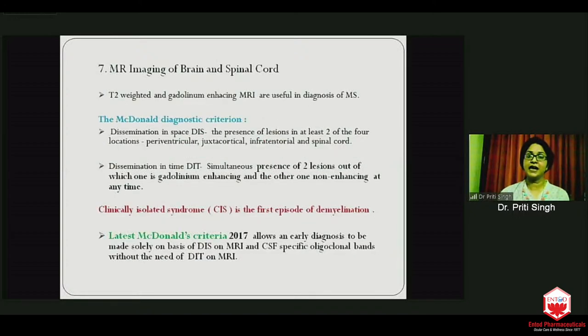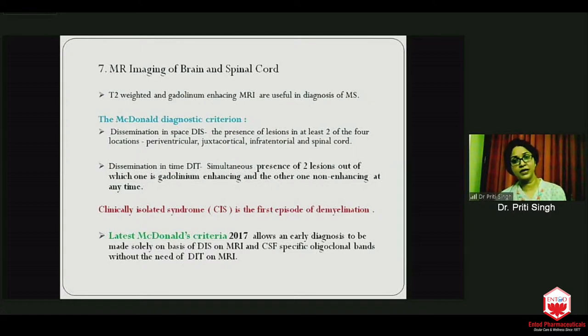Now, T2-weighted and gadolinium-enhancing MRI are useful in the diagnosis of multiple sclerosis. There are McDonald's criteria for the diagnosis of multiple sclerosis, according to which dissemination in space and dissemination in time are required for the diagnosis. What is dissemination in space? It is the presence of 2 lesions in at least 2 of the 4 locations, that are periventricular, juxtacortical, infratentorial, and spinal cord. Whereas dissemination in time means simultaneous presence of 2 lesions, out of which one should be gadolinium enhancing, the other one should be non-enhancing.